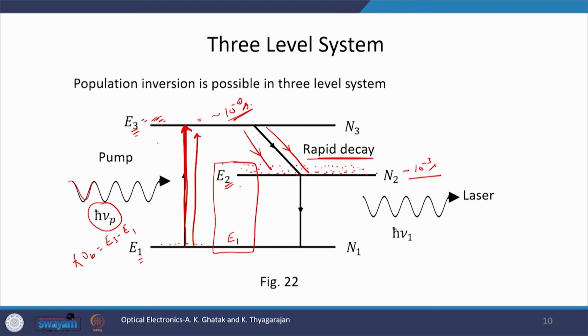I repeat, once we have population inversion between E2 and E1, we will have lasing action between E2 and E1, and a laser would be emitted of frequency such that h cross nu 1 would be equal to E2 minus E1. Nu 1 is the angular frequency, equivalent to omega. Now, therefore, we can easily make a laser out of a 3-level atomic system.